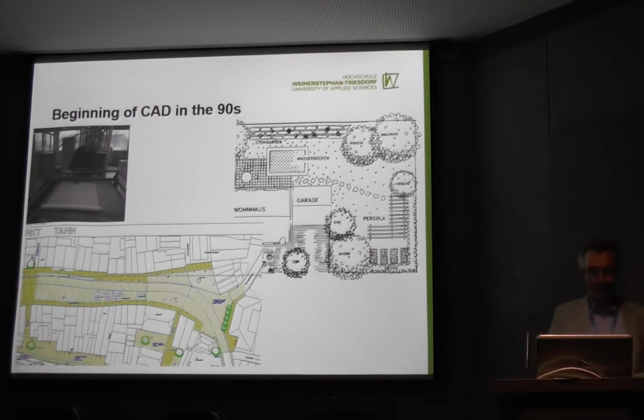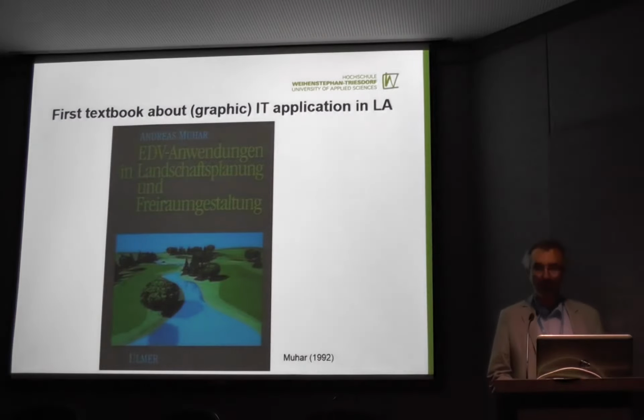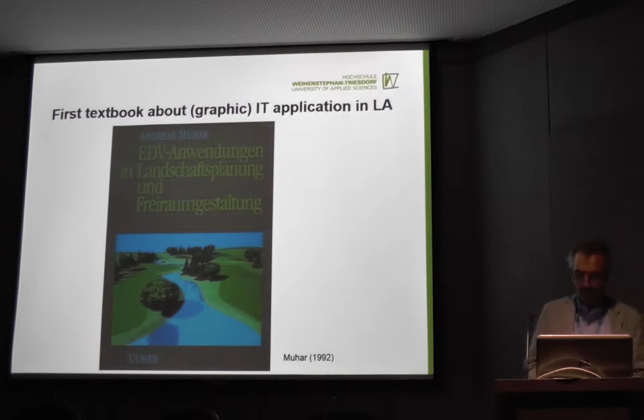The slide shows examples from the early time when CAD drawings were printed on pen plotters, thus consisting of nothing than lines instead of nowadays usual inkjet coloring. The first textbook covering the complete field of graphic IT applications in landscape architecture, written in German, was published in 1992 by Andreas Muha from Vienna. Within 10 years, CAD applications in landscape architecture offices got widespread.